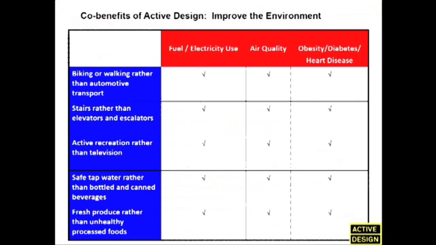Now, in addition to the health benefits, there are a whole host of benefits outside of health as well. Co-benefits for the environment. So if you're walking or bicycling or taking transit, not only are you addressing the physical activity equation, but you're also addressing fuel use and air quality. Stairs rather than elevators and escalators.